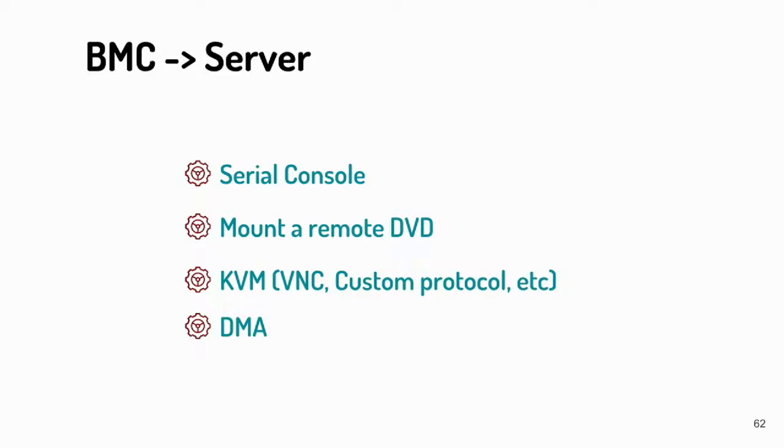You can access the serial console. You can try to mount a remote device, a remote optical drive, for example. You can upload an ISO to the BMC, and this will emulate an optical drive to the server. You also have KVM, so you can manage the keyboard and see what's going on on the screen, so you can reboot to the BIOS, for example. And there's also DMA. I recommend seeing the talk from the French guys from Recon on this topic. If it has DMA, you can basically access the main server memory directly from the BMC.